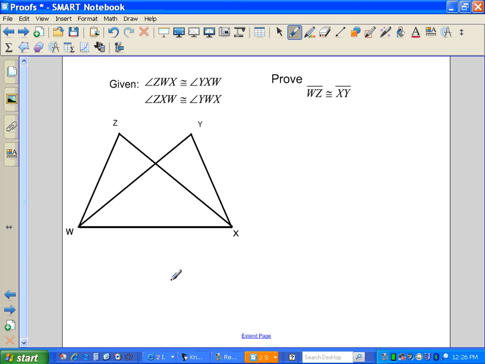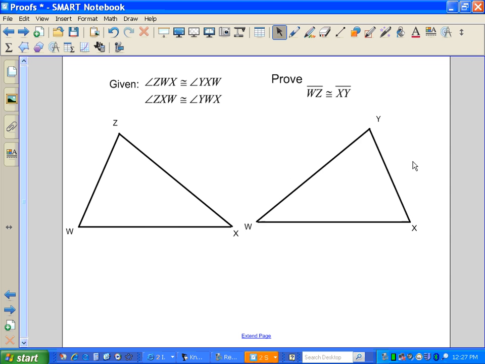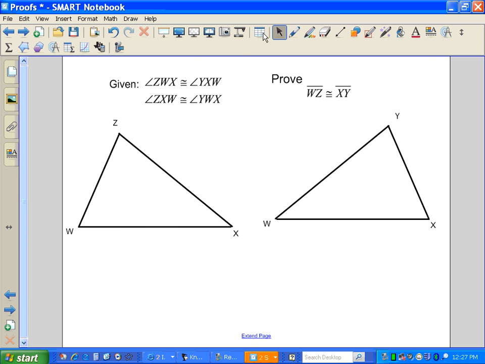So let's get to a proof. We've got this one right here, and typically when we have a proof, we're given some information, some things that we might know, and what we're actually trying to prove. In this case, we're given some information about angles, and we're going to try to prove something about the side lengths. We've got angle ZWX and angle YXW, these two big angles, and we've got these little angles ZXW and YWX, those ones right there. To help us visualize this, we're going to pull them apart a little ways, and then we can clearly see what's going on.